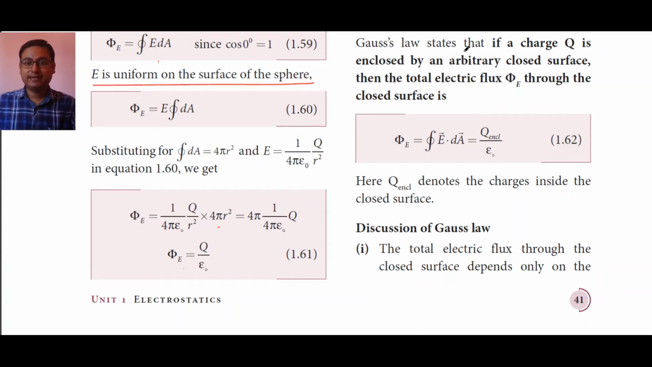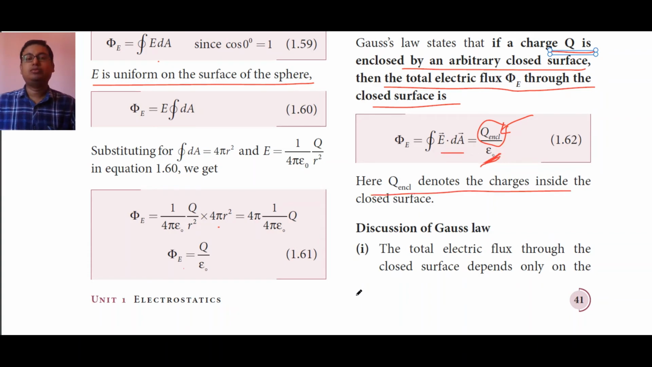Gauss law states that if a charge q is enclosed by an arbitrary closed surface, then the total electric flux psi E through the closed surface is given by psi E is equal to closed integral E dot dA, that is q enclosed by epsilon naught. Here q enclosed means the magnitude of the charge which is enclosed by the arbitrary surface. Okay, and epsilon naught is the permittivity. Here q enclosed denotes the charge inside the closed surface.